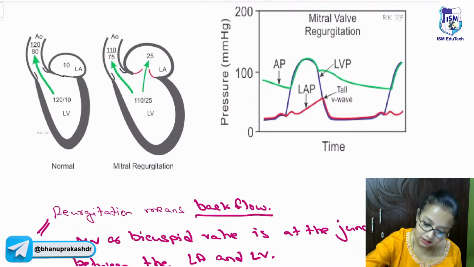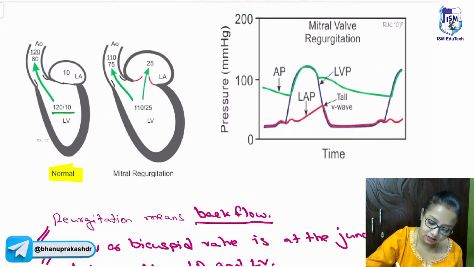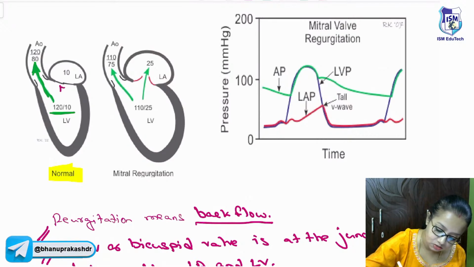So, on the left side, you see the normal diagram. So, here what do we see? Here we see during the ventricular contraction, when the ventricles are contracting, the pressure difference is like 120 by 10, right? So, there is isovolumetric contraction. The pressure in the left ventricle increases to 120, which pushes the blood through the aorta, right? And when this is happening, this is where the mitral valve lies.